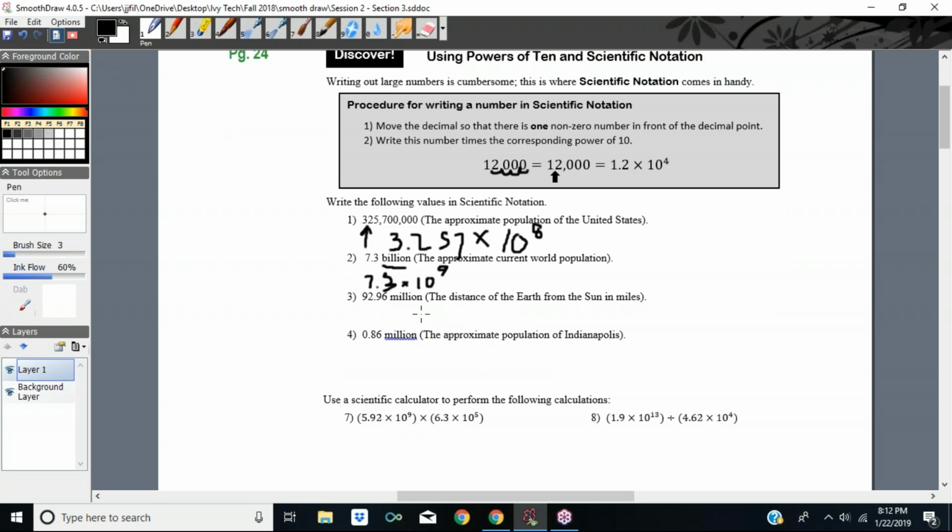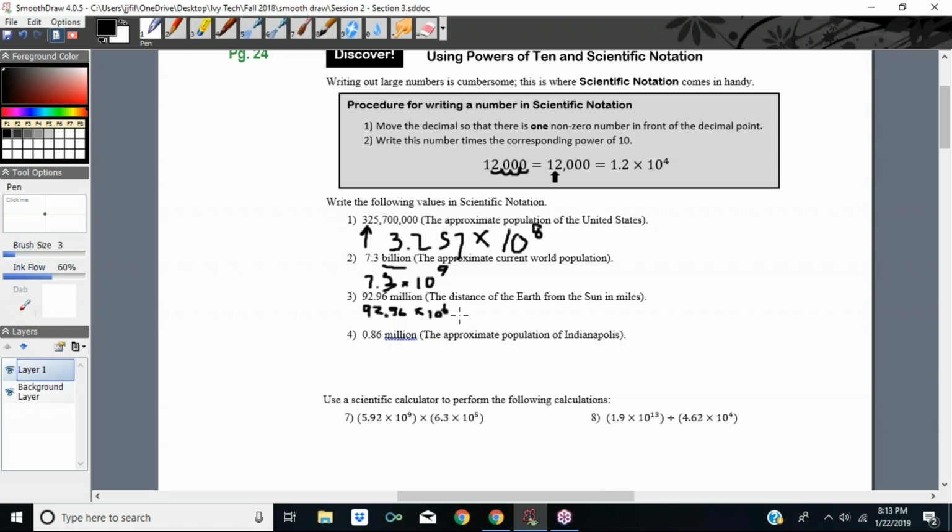All right, good. So the next one, number 3, says 92.96 million. So I'm going to do the same idea on this one, and I'm going to ask you a question. 92.96 million is times 10 to the 6th.